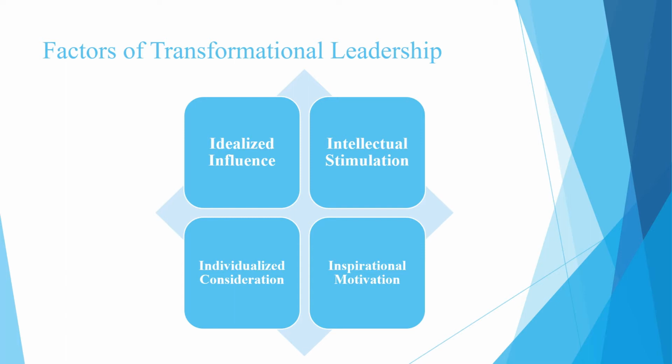Idealized influence is also called charisma. It describes leaders who act as strong role models for followers. Followers identify with these leaders and want very much to emulate them. These leaders usually have very high standards of moral and ethical conduct and can be counted on to do the right thing. They are deeply respected by followers who usually place a great deal of trust in them. They provide followers with a vision and sense of mission.